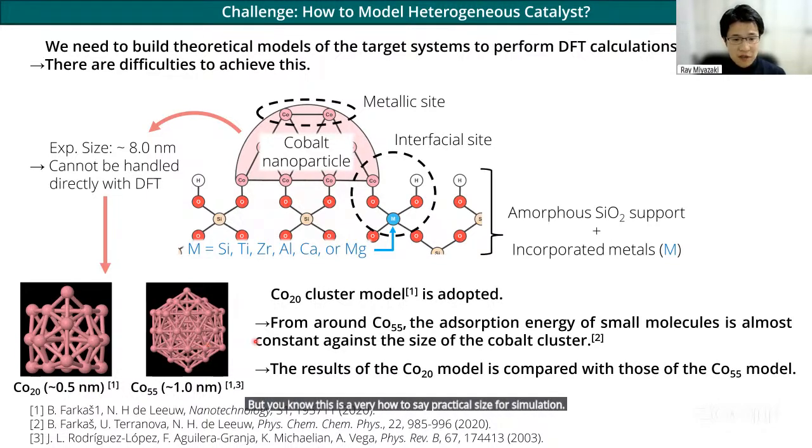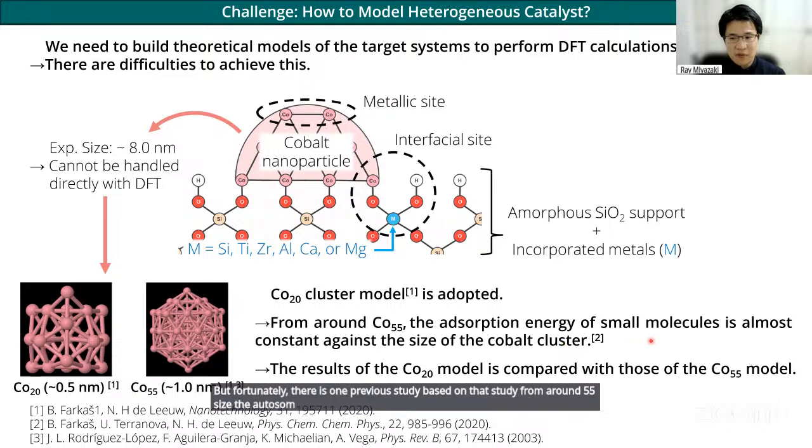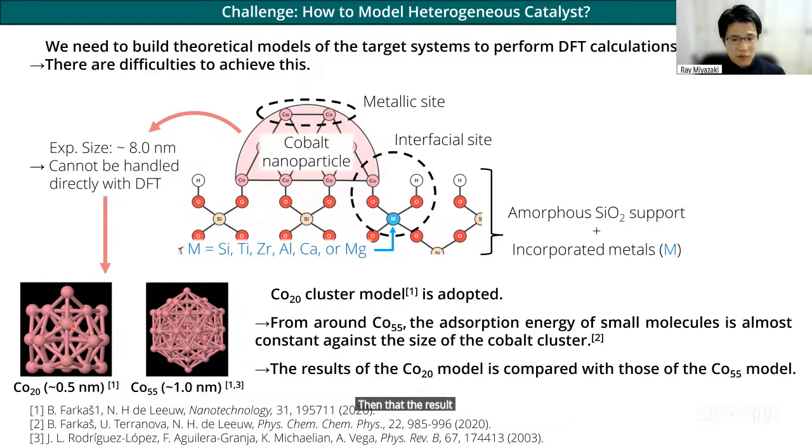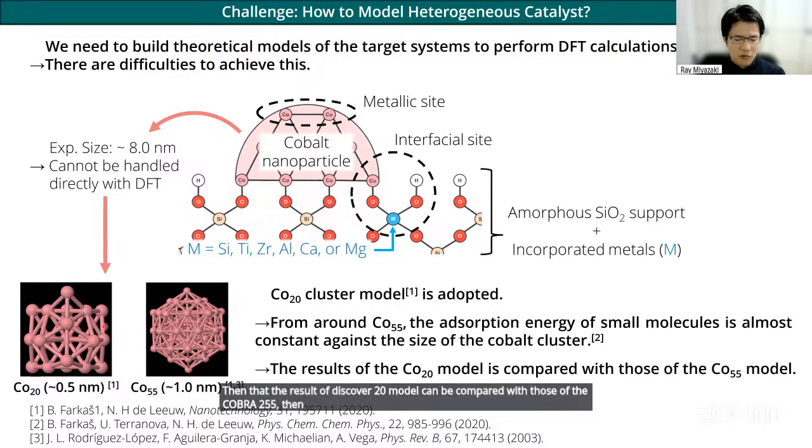But fortunately, there's one previous study. Based on that study, from around the cobalt-55 size, the adsorption energy of small molecules is almost constant against the size of the cobalt cluster. That means cobalt-55 is a lower limit for simulating the cobalt nanoparticle with small molecules. Then the result with the cobalt-20 model can be compared with those of cobalt-55. If the results are qualitatively or quantitatively similar or the same, that means the cobalt-20 cluster model is one of, how to say, the reliable models for the simulation.